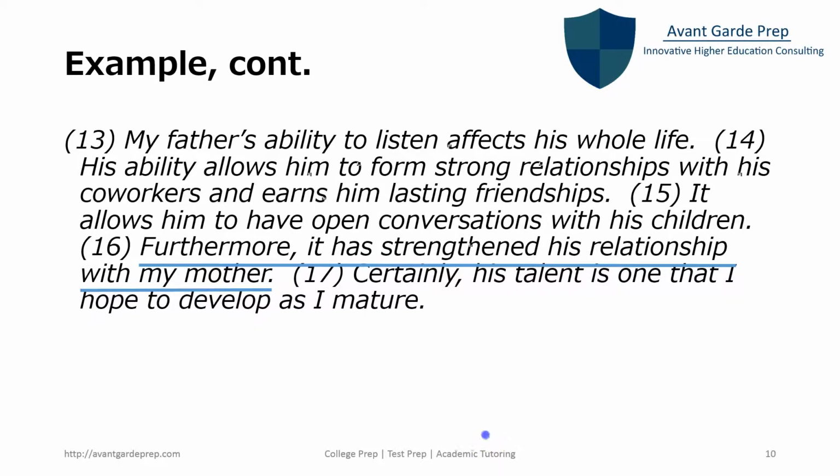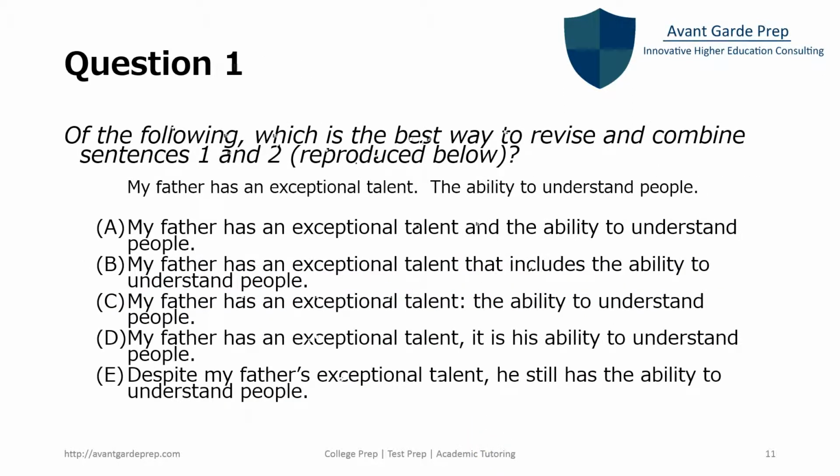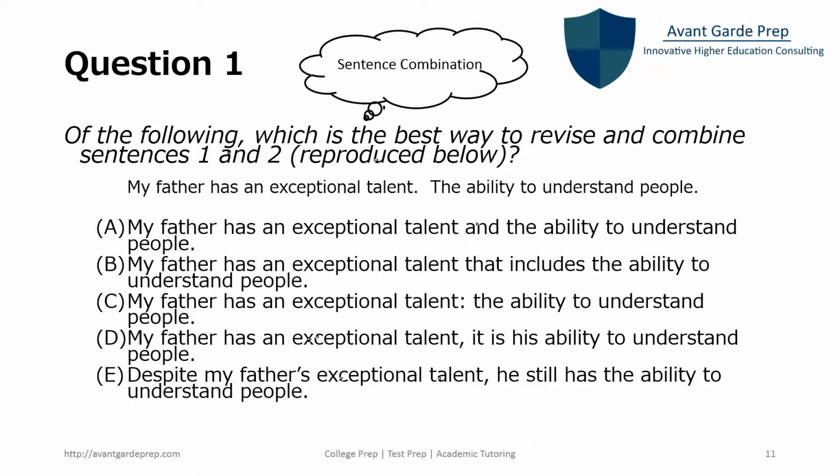Okay, now let's look at our first example question. Of the following, which is the best way to revise and combine sentences 1 and 2, which is reproduced below? So we have a sentence combination question. These are the sentences we have to combine. My father has an exceptional talent, the ability to understand people. Oh, we underlined that. Good catch.